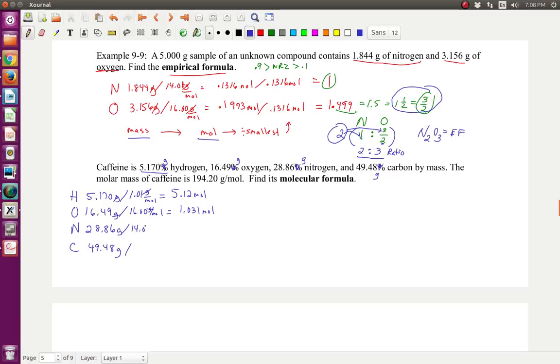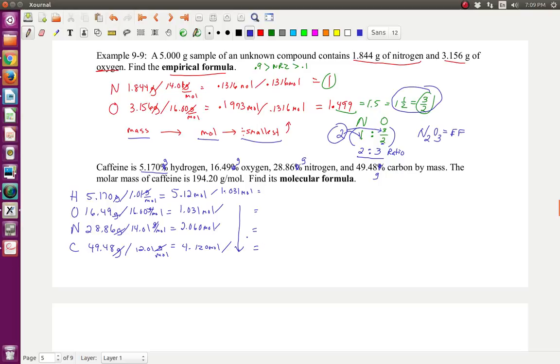Nitrogen is 14.01 grams per mole. Grams cancel, we have just moles, and it is 2.060 moles. And carbon is 12.01 grams per mole. Grams cancel, and the answer is 4.120 moles. So I've turned it into moles. Now the next step: divide by the smallest one. So 1.031 is the smallest one, and I'm going to divide by 1.031 moles all the way down.